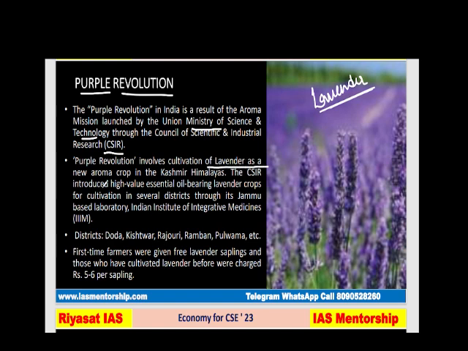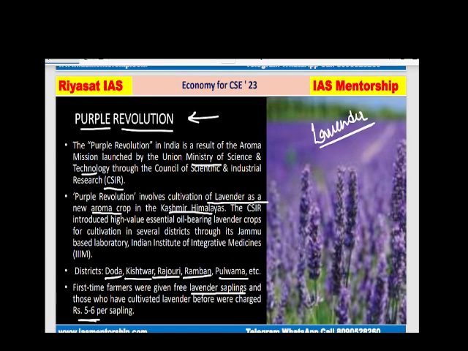Basically, it involves the cultivation of lavender as a new aroma crop in Kashmir Himalayas. Remember it. Understood? Kashmir Himalayas. Where basically, at which points? Doda, Kishtwar, Rajouri, Ramban and Pulwama. Clear? And for the first time, farmers have been given lavender saplings free of cost to promote this purple revolution. Earlier they used to pay around 5 to 6 rupees per sapling, but now to promote the purple revolution, farmers are being given free saplings.